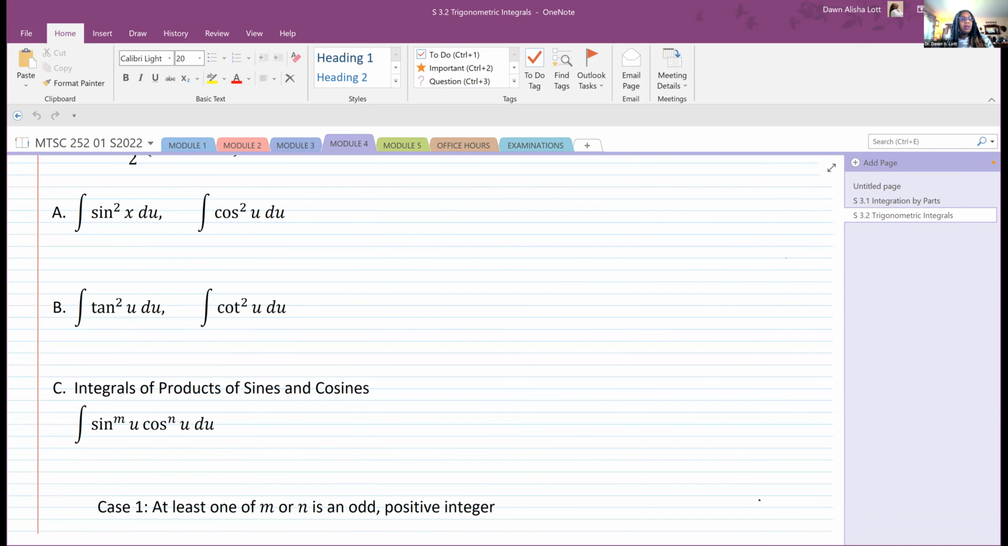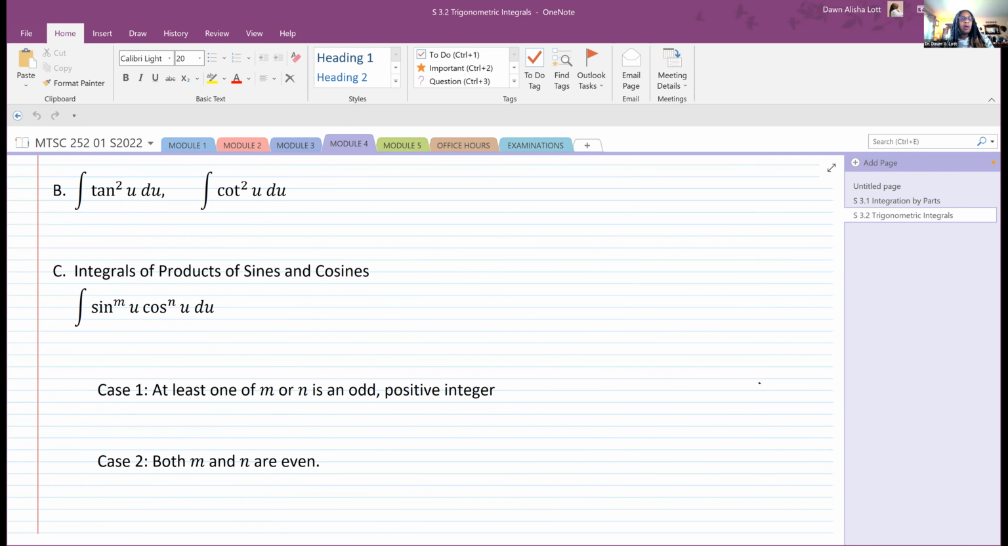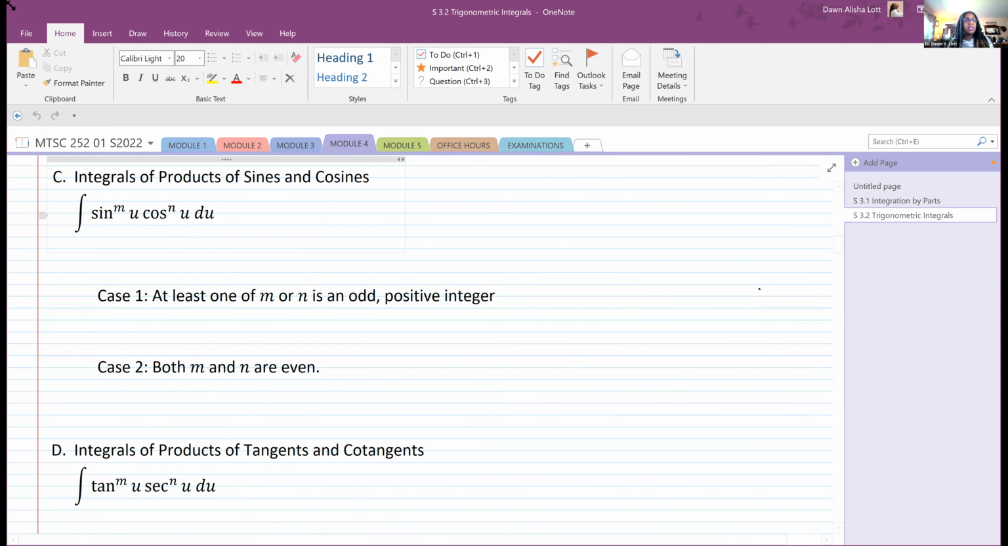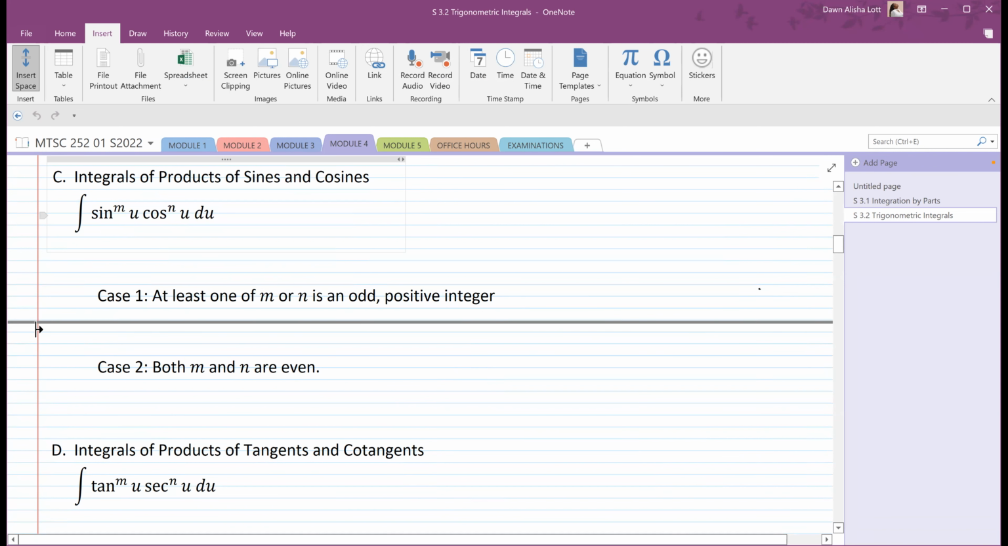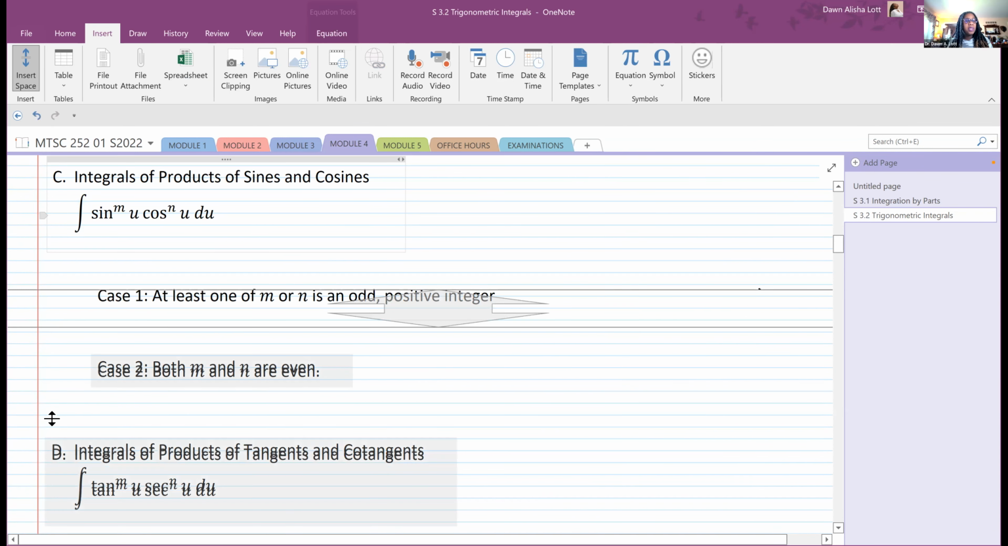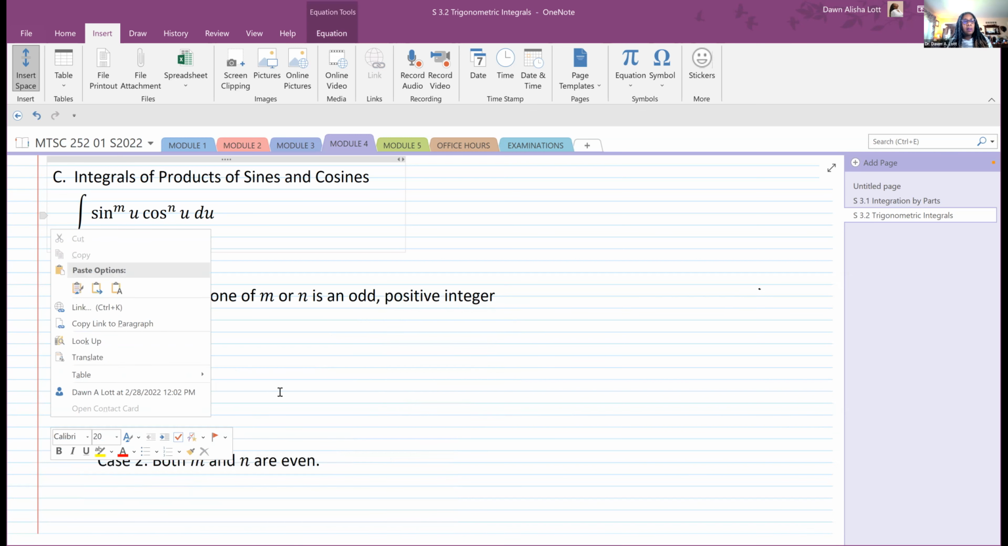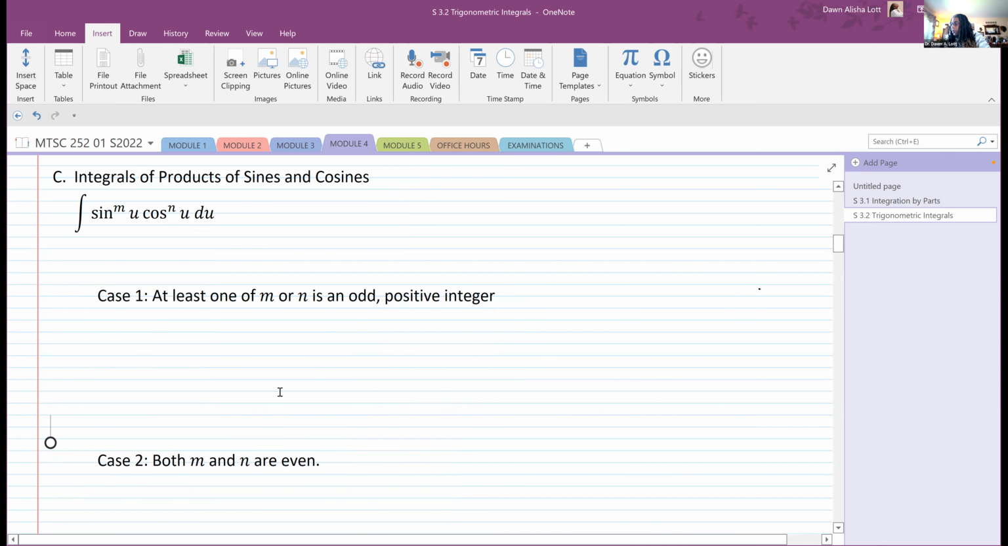And so then he started to talk about the integrals that are products of sines and cosines. And so there were two cases. The first case is when at least one of m or n is an odd positive integer. In that case, let me say something as a slight review. When one of them is odd, you will pull off one of the odd functions, and then you must eliminate it from the rest of the integral.